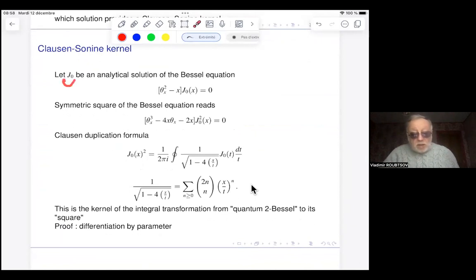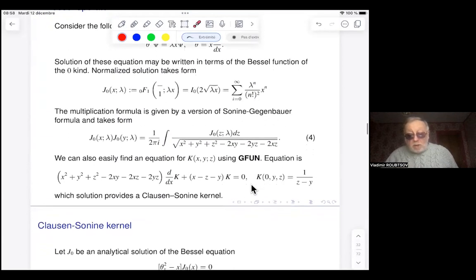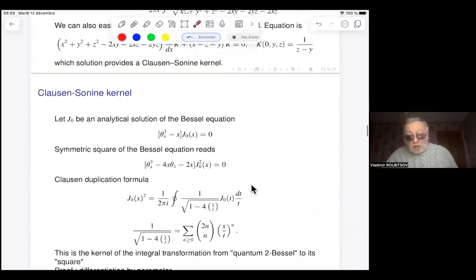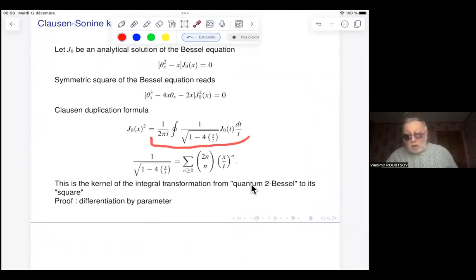So we take this J0, the solution of the modified Bessel equation for n equal to 2, and then we discover, it is just integration by parts and easy to check, that the square of this solution satisfies this cubic equation. And this cubic equation is nothing but the symmetric square of the Bessel operator. So the Clausen duplication formula in integral form means that if we take the product of this degenerate hypergeometric function in square, taking x equal to y, it satisfies the following form.